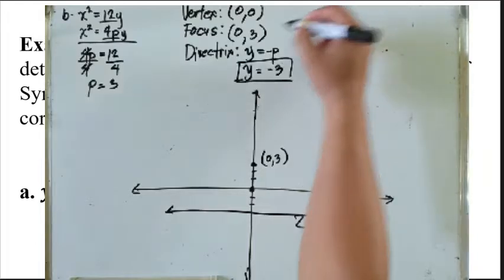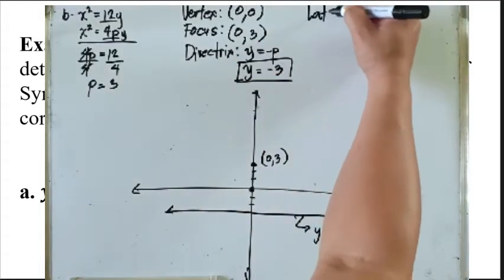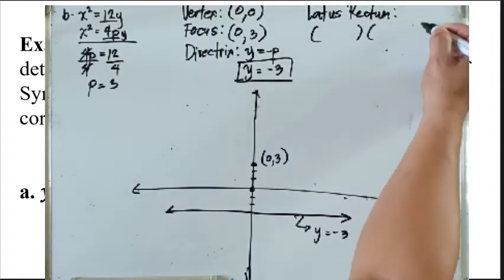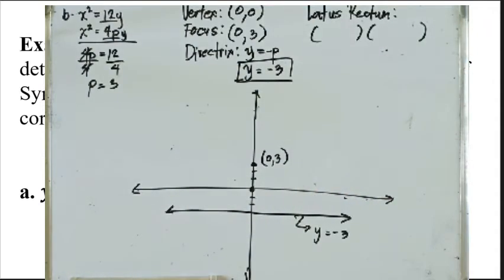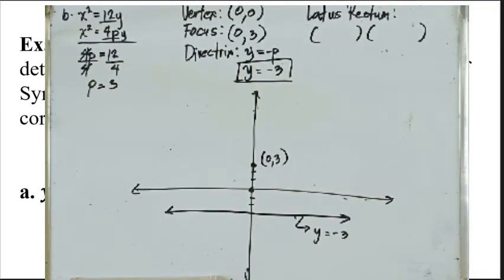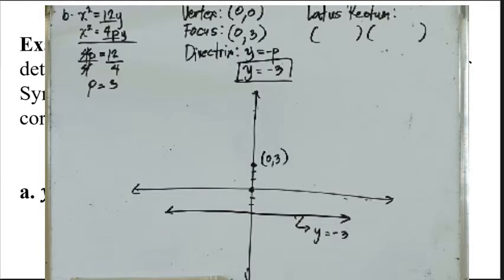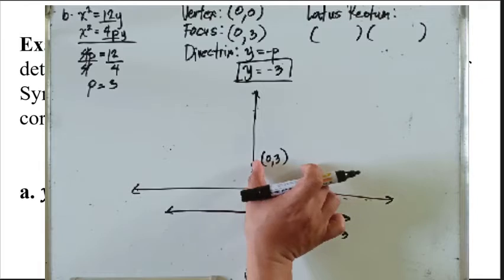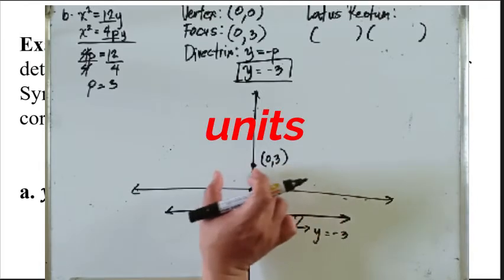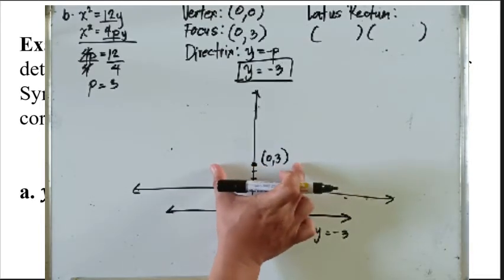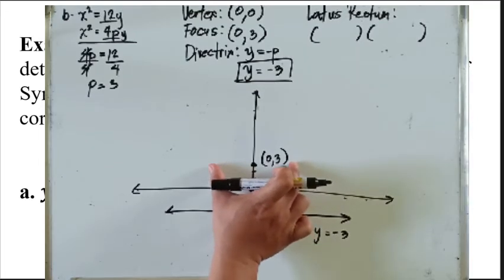Let's find the endpoints of the latus rectum. So there must be 2 coordinates. Our clue here is the value of 4p. What is the value of 4p? It is 12. Divide 12 by 2, that is 6. Meaning, this must be 6 units in length and 6 units in length to sum up to a total of 12 units, which is the length of the latus rectum.